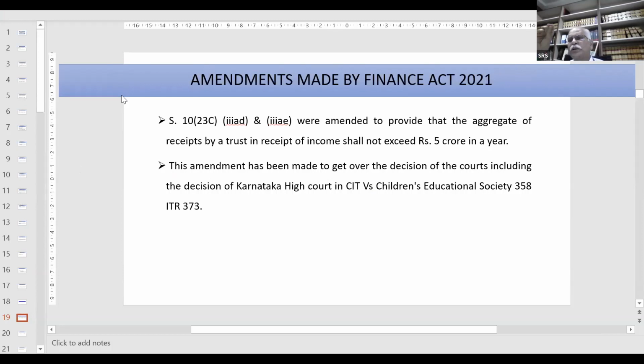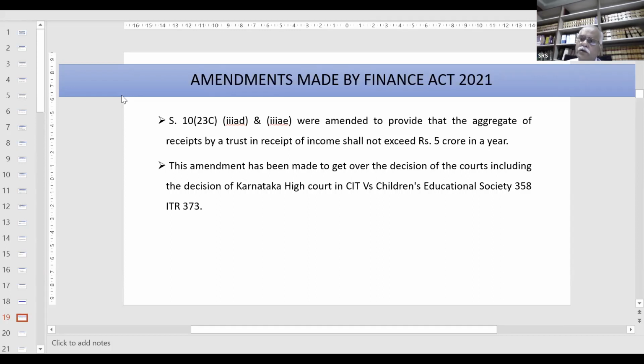And what was happening was that the courts, including the Karnataka High Court in Children's Education Society, held that the 1 crore limit is to be with reference to each institution. Suppose the trustees run 5 different institutions. For each of them, you have to apply the 1 crore limit. And if less than 1 crore, then you don't have to get the approval for those schools or institutions. And if any of them have more than 1 crore, then you have to go and apply for that. So this was the view taken by many courts.